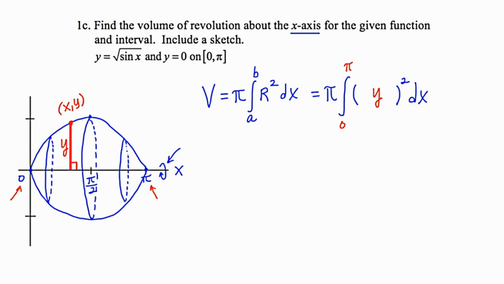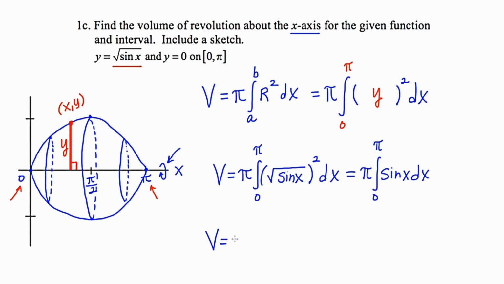Now we certainly can't leave the formula like this because we've got a y in the integrand followed by a dx. But we know that y is equal to root sine x. So I can make that substitution. Now, because we're squaring the integrand, root sine x squared just becomes sine x. The antiderivative of sine is negative cosine of x. So I'm going to put a negative right in front of that pi there.